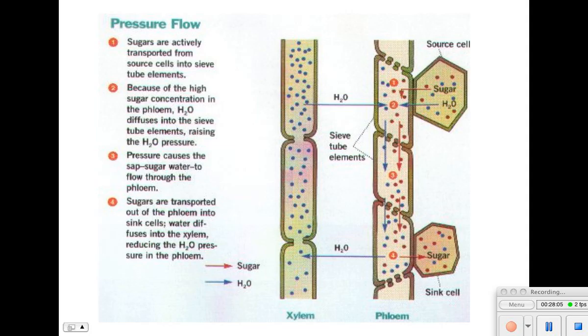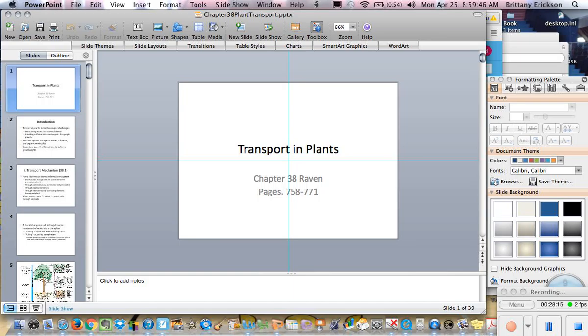There's also pressure flow with the sugar and water. So water tends to move up through the xylem, but sometimes it has the ability to travel down through the phloem as well. So, okay, awesome. That's all I have.